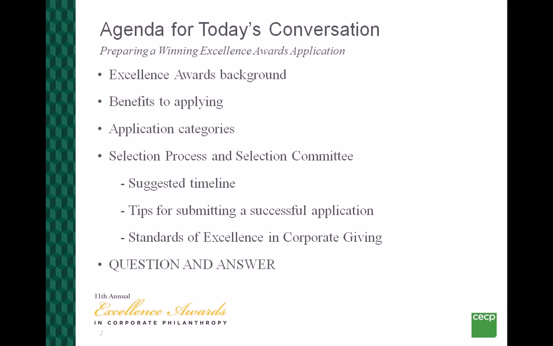We will also discuss a suggested timeline for applying and tips for submitting a successful application, explaining how the standards of excellence in corporate giving are judged in the application. We've allotted a full hour for this session, but if we don't end up needing that amount of time, we can end before 4 p.m. Again, our goal is to help you tell your best possible stories, and we're here to answer your questions. So start jotting down your questions or type them into the questions box as you think of them.